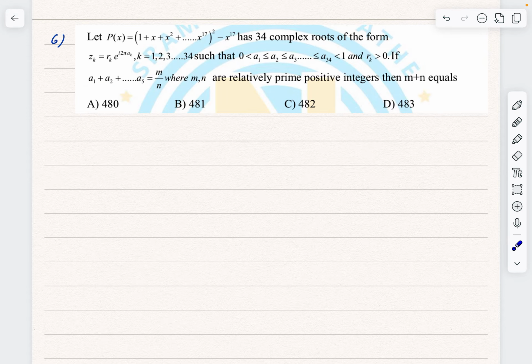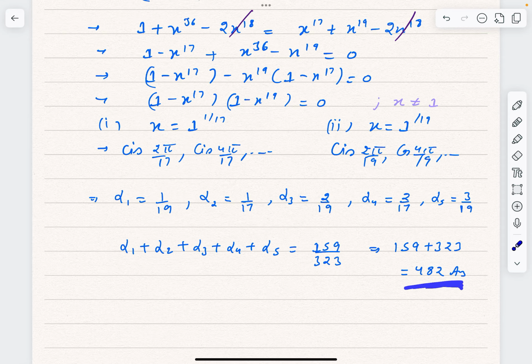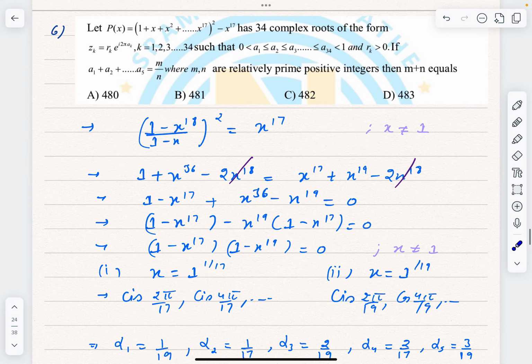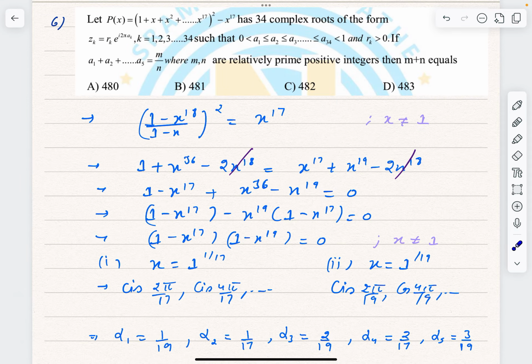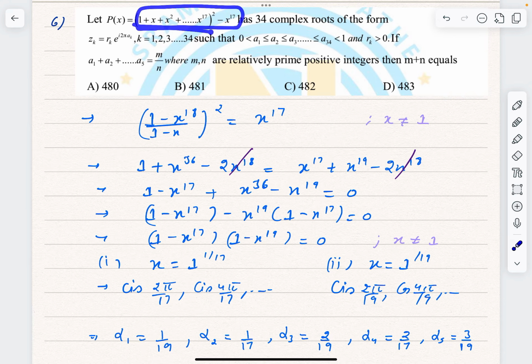You can pause and give it a try. Let us start the discussion. The answer here is 482. If you could not solve it, see this, guys. We can say it will be a sum of a GP, so it will be (1 minus x power 18) by (1 minus x) whole square equal to x power 17. But x cannot be 1 now, because 1 will not be a root of the given equation. So (1 minus x power 18) by (1 minus x) whole square is x power 17.